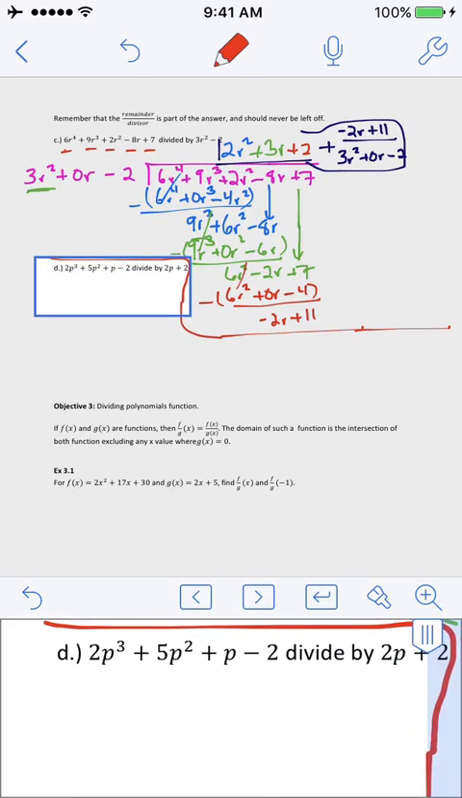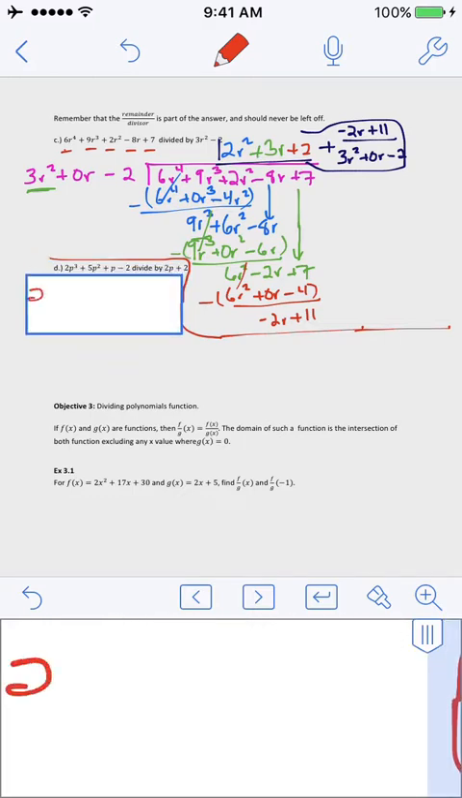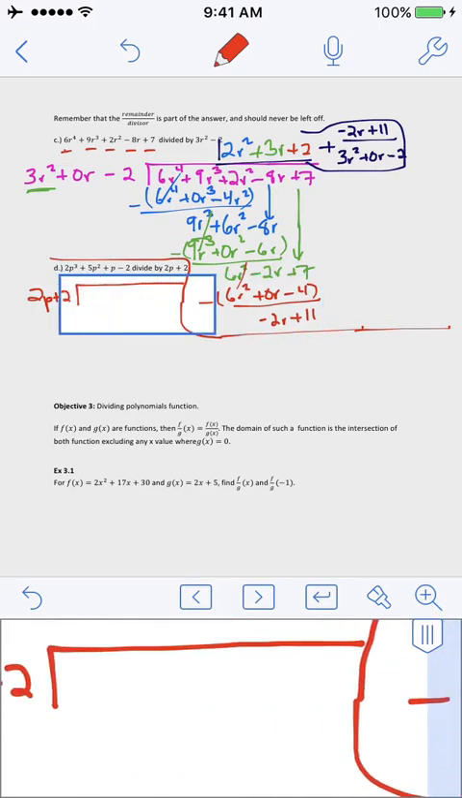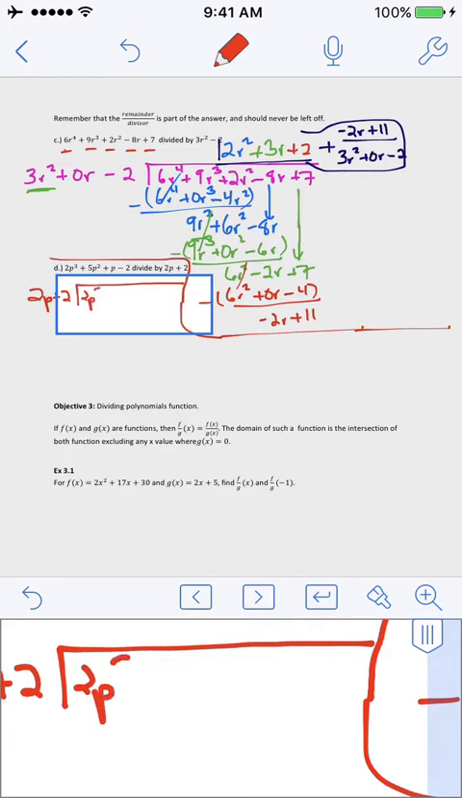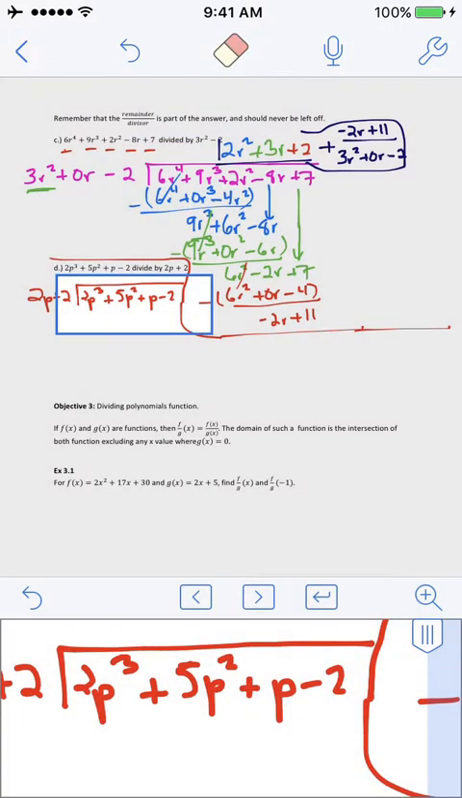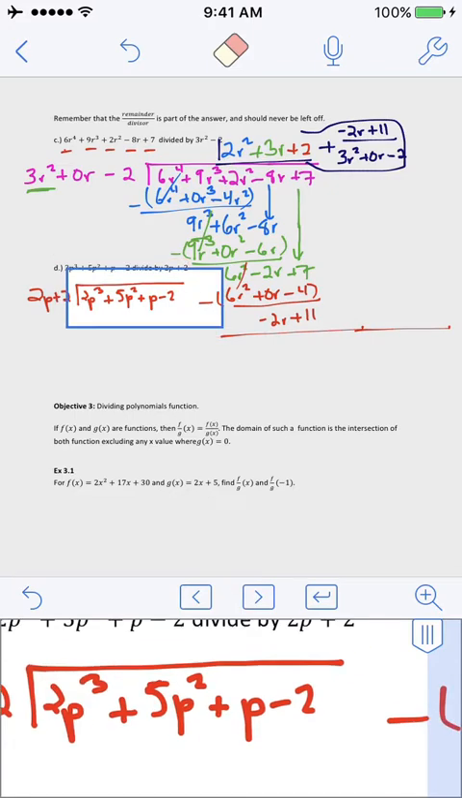Taking a look at this, it doesn't look like I have any missing powers, right? In the dividend, I've got cubed, squared, single, nothing. And then in the divisor, I've got single and then nothing, so I'm good there. Let's try dividing it. 2p plus 2 goes into 2p cubed plus 5p squared plus p minus 2. All right. I'm going to erase this little part right here and draw a new one. Okay, cool.